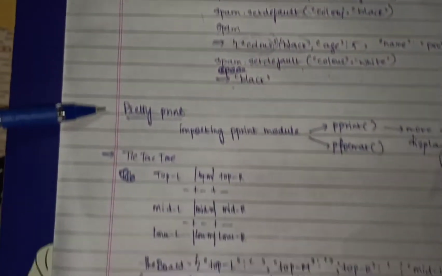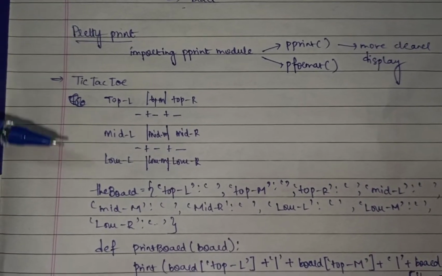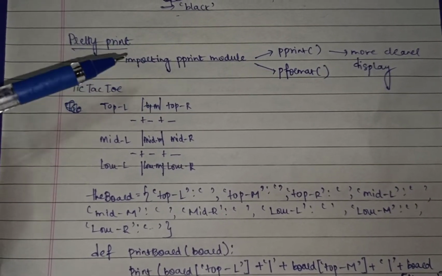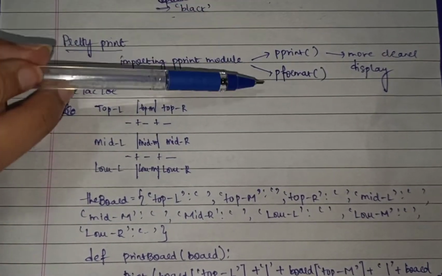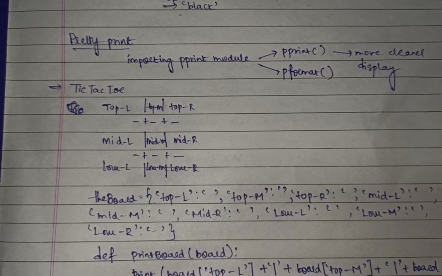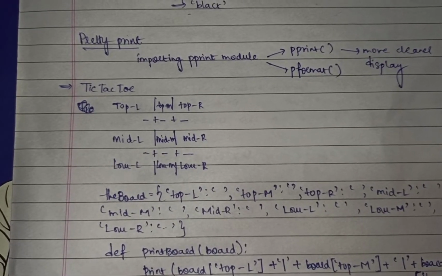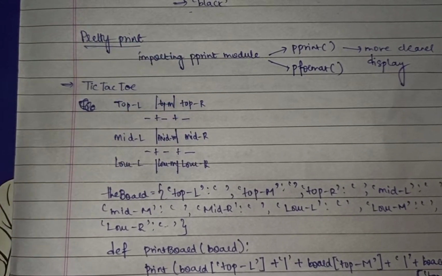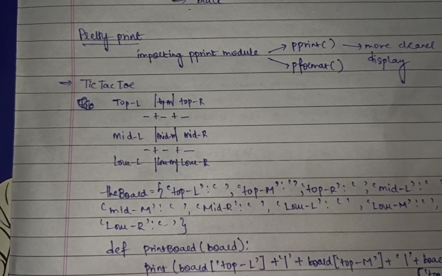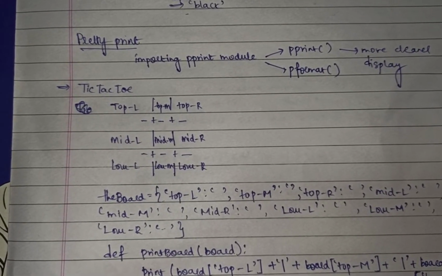Coming to pretty print, you will be importing the pprint module before using its functions. It has two functions, that is pprint and pformat. Pretty print is usually used to give a clearer display than the usual print function. Suppose a dictionary is printed in the same line. Instead you can use the pprint function to print each key value pair in a new line. So that is about the pretty print function.